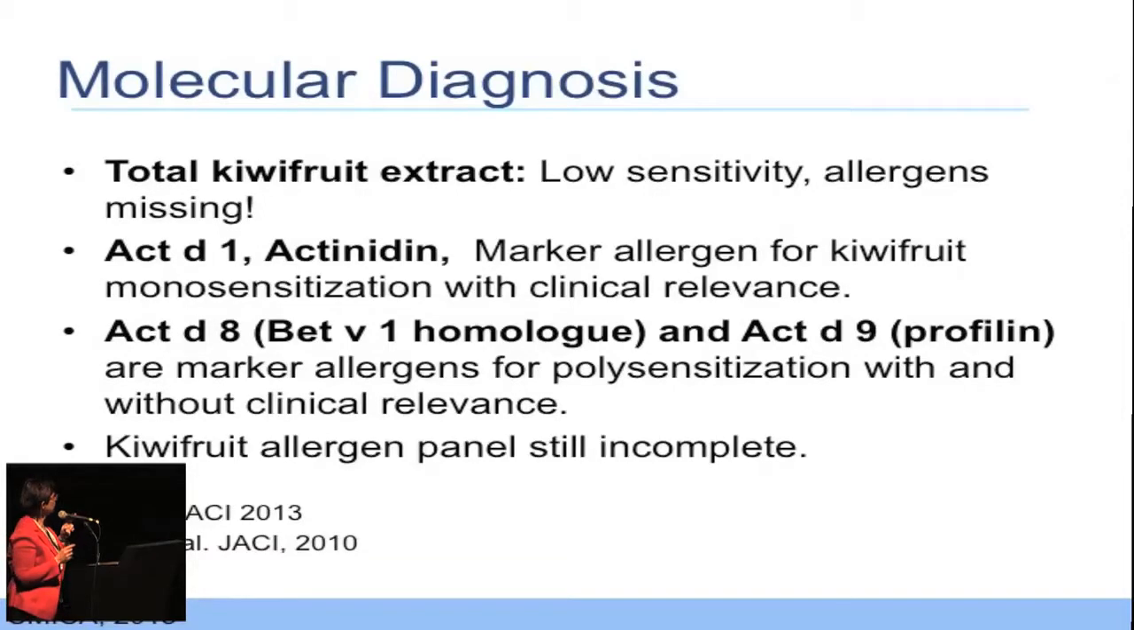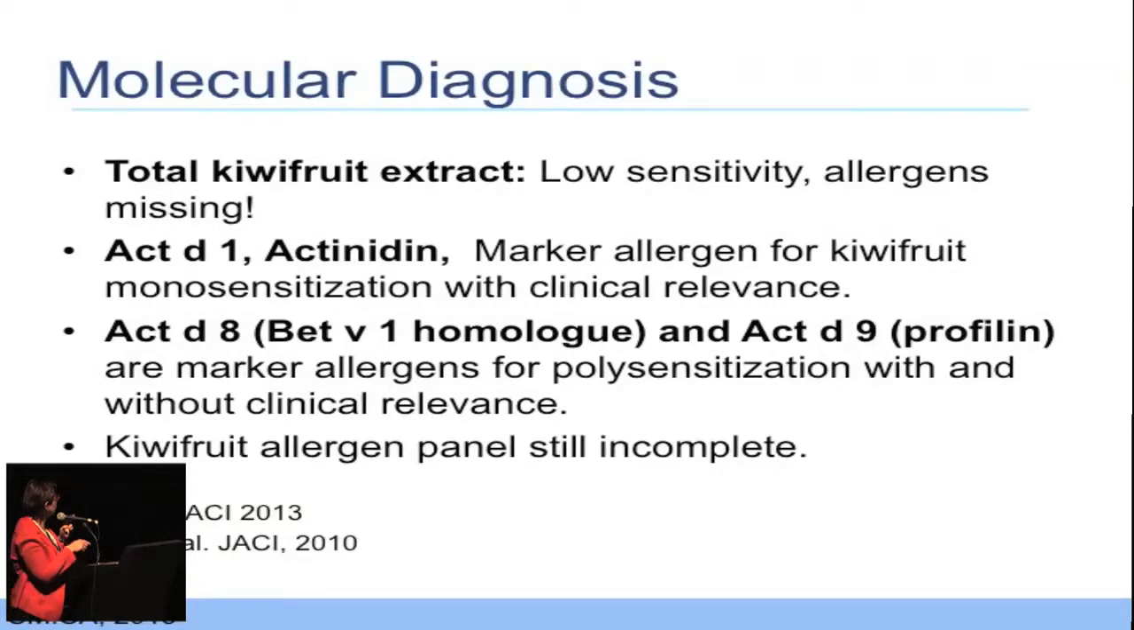So the extract does not do a good job so far. We do know that the active one, the actinidine, seems to be a good marker for patients with a single kiwi fruit allergy, with no additional food allergies or fruit allergies. We do further know that if there is birch pollen allergy in some of the patients, and if they react with the Bet v 1 homologue and the profilin, then this is a marker allergen for polysensitization, and this may have a clinical relevance, but it also may not have a clinical relevance.